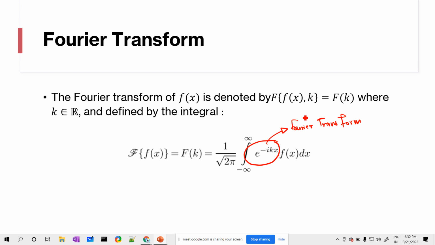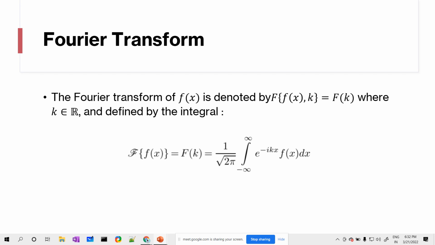So I request all of you to just note down the definition. Once you are done, do let me know in the chat box. Fourier transform of any real valued function: 1 upon root 2 pi, integrating minus infinity to infinity, e raised to minus ikx f of x dx. Okay, so I will go to the next slide.